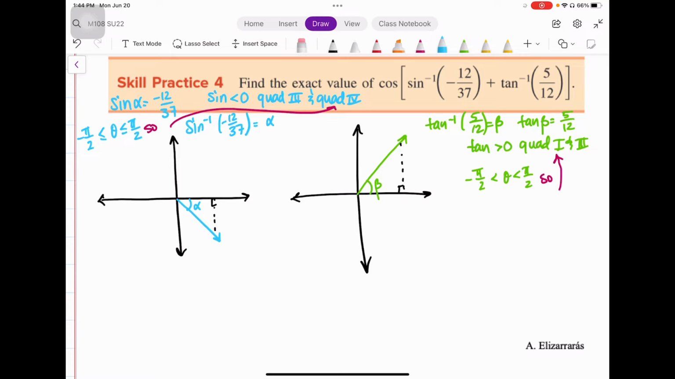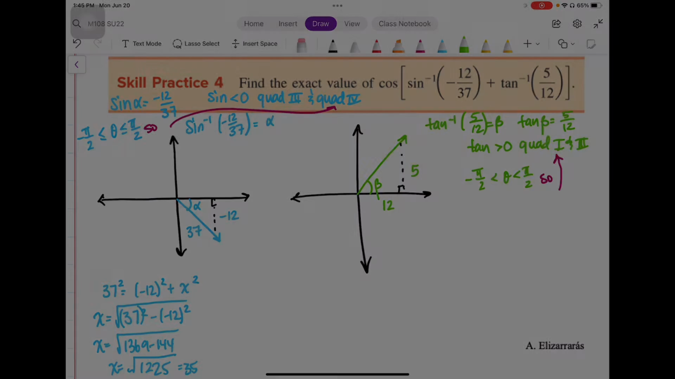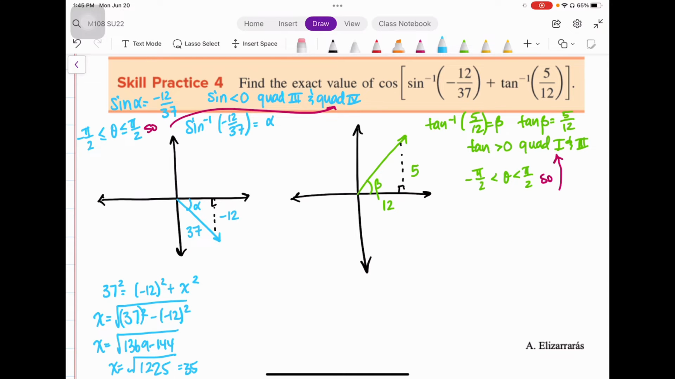The sine of alpha is negative 12 over 37. That's opposite and hypotenuse. The tangent of beta is 5 over 12. That's opposite over adjacent. You can use the Pythagorean theorem to find the missing values. 37 squared is equal to negative 12 squared plus the x value squared. The x is then equal to the square root of 37 squared minus negative 12 squared, which is 1,369 minus 144, or the square root of 1225, which is 35, and x is positive in the fourth quadrant.